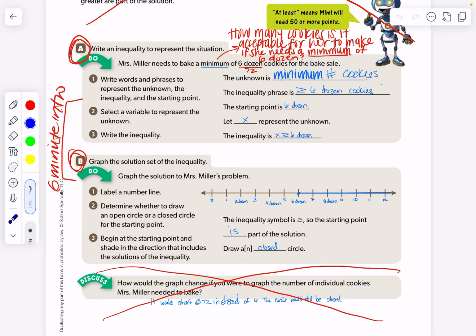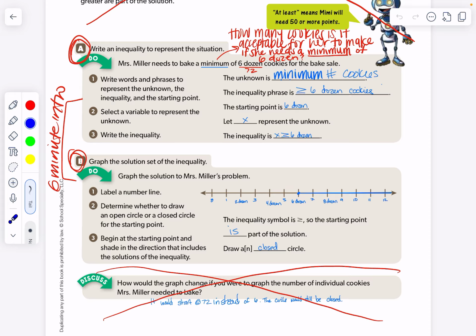Students may struggle with minimum as a vocabulary word. What does it mean to have a minimum? So that means she can have more, she can have that amount, she can't have less than 6 dozen, right? And then students may also struggle with the language of 6 dozen. A dozen means 12, so 6 dozen is 72. If you want, you can go ahead and instead of using the language of 6 dozen, you can just use 72. So you can change the question to Mrs. Miller needs to bake a minimum of 72 cookies for her bake sale if that's easier for you to work with.